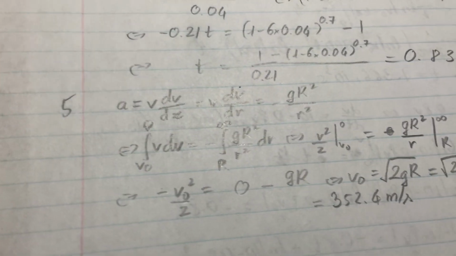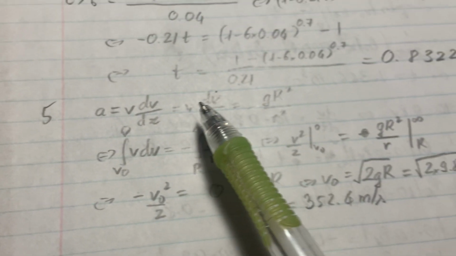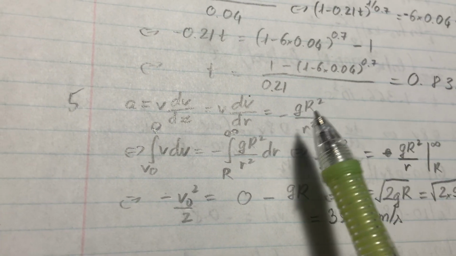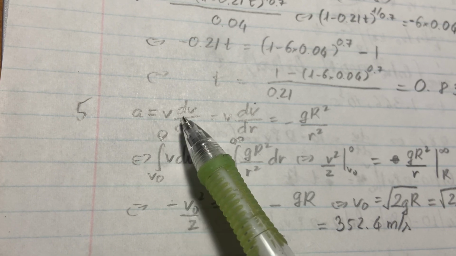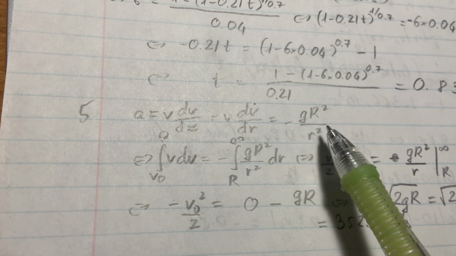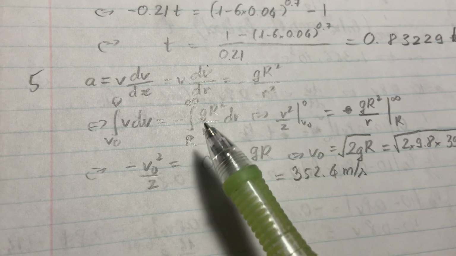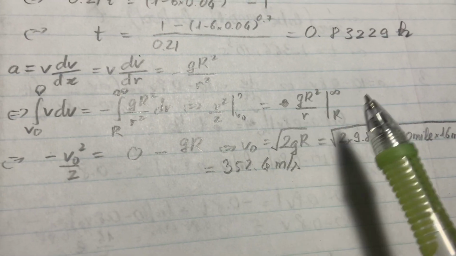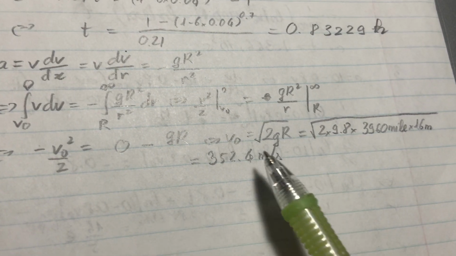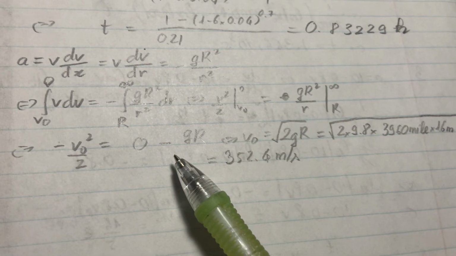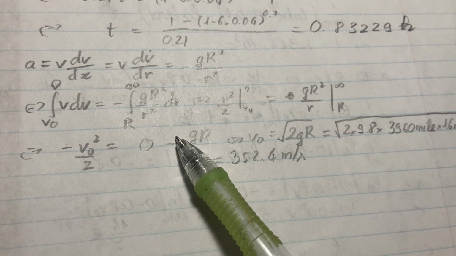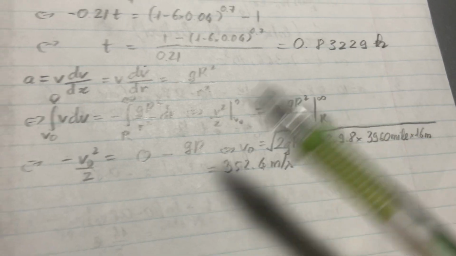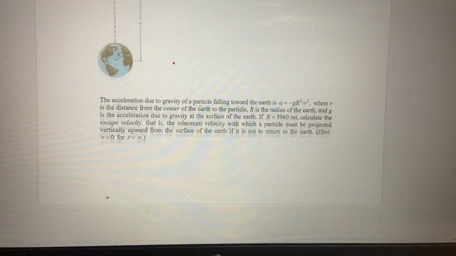For this one, I just did the same thing. This one we have the equation right here. Acceleration is this one. The derivative of both of them. We want to find this one. So we have v0 over here. We just multiply it over here, and now we have this one.